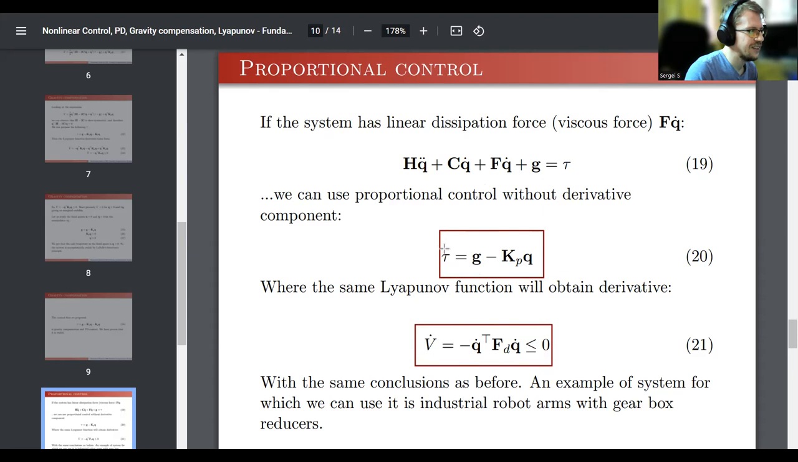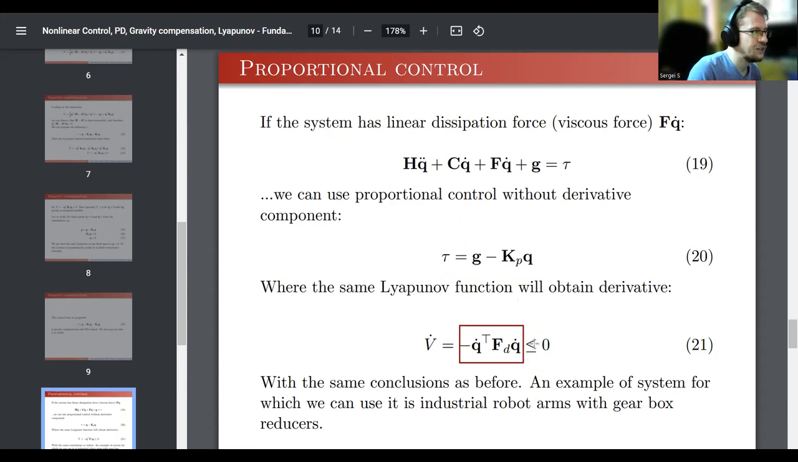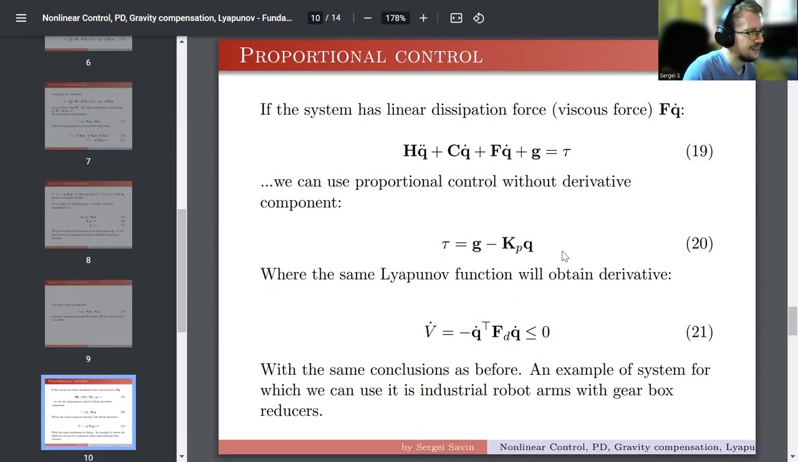Of course, in advanced robotics applications, we don't do this kind of stuff. Here, we surrender our ability to control how fast we approach the origin. We surrender to the viscous forces in the joints. That is not how we usually prefer to do control. Okay. Do we have questions about this proposition? Proportional control with gravity compensation for systems with dissipative forces.